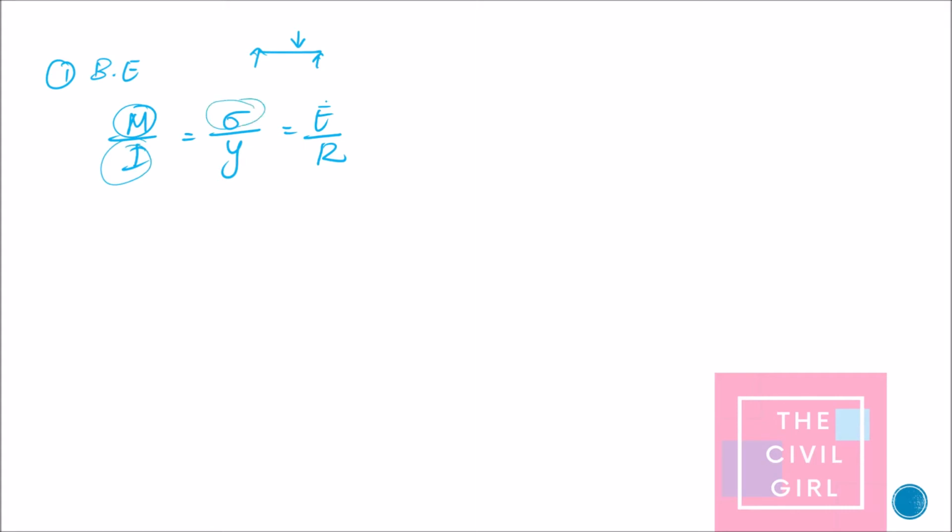So the basics that you should know are two things. First is our bending equation. M is the moment due to the applied load of the given structure, and I is the moment of inertia. Sigma is the flexural stress, and Y is our centroidal distance. E is our modulus of elasticity, and R is our radius of curvature, and 1 by R is what we call curvature. The second thing to keep in mind is about shear stresses.